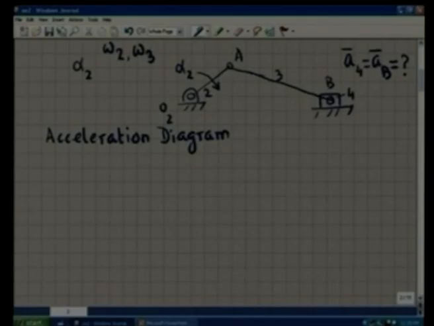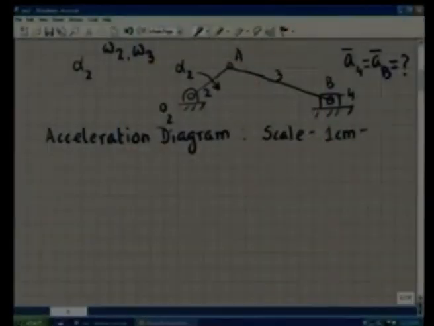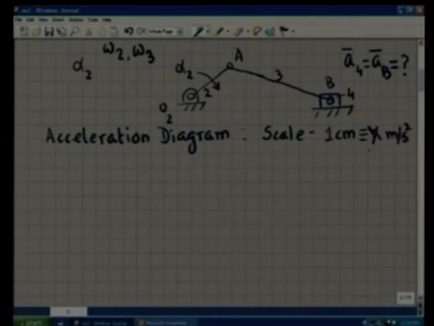To draw the acceleration diagram, again we choose a scale, that is, all the vectors will be represented to a scale that, say, 1 centimeter in the acceleration diagram will represent some x meter per second square. This x is at our choice. We will choose a suitable value of x to draw a diagram. Again, we start from the input end and reach the output end, that is the point B, through the motion transfer points.